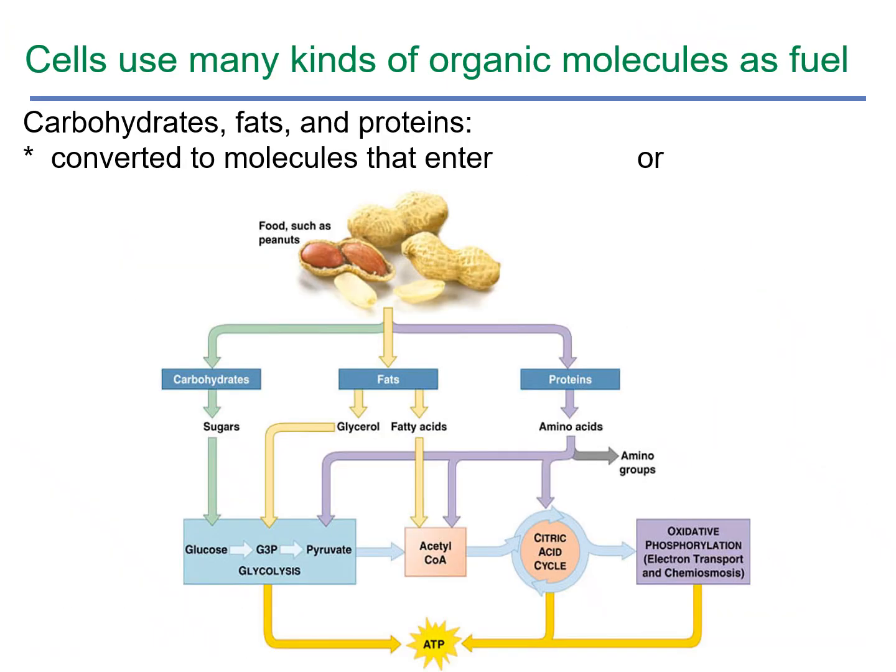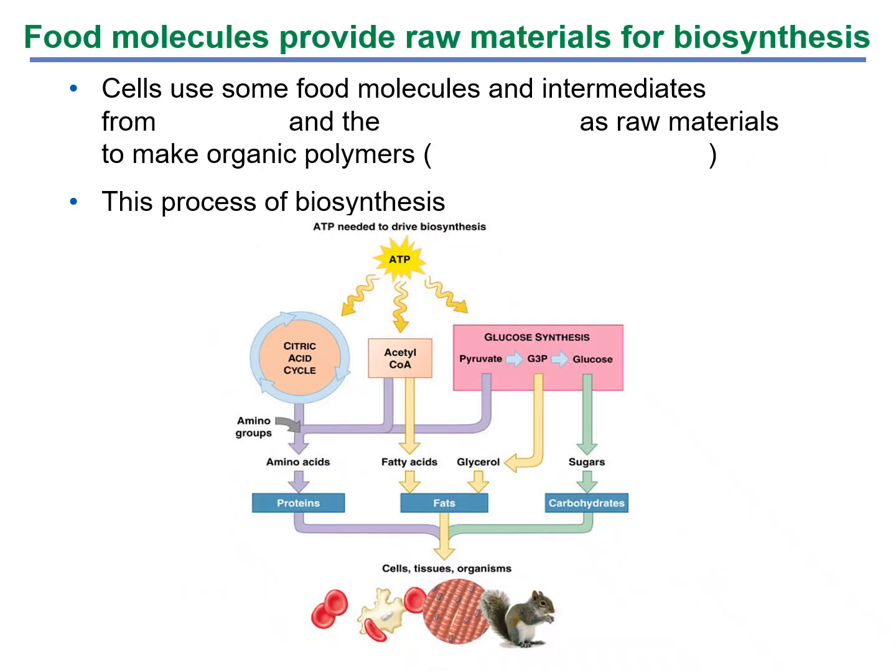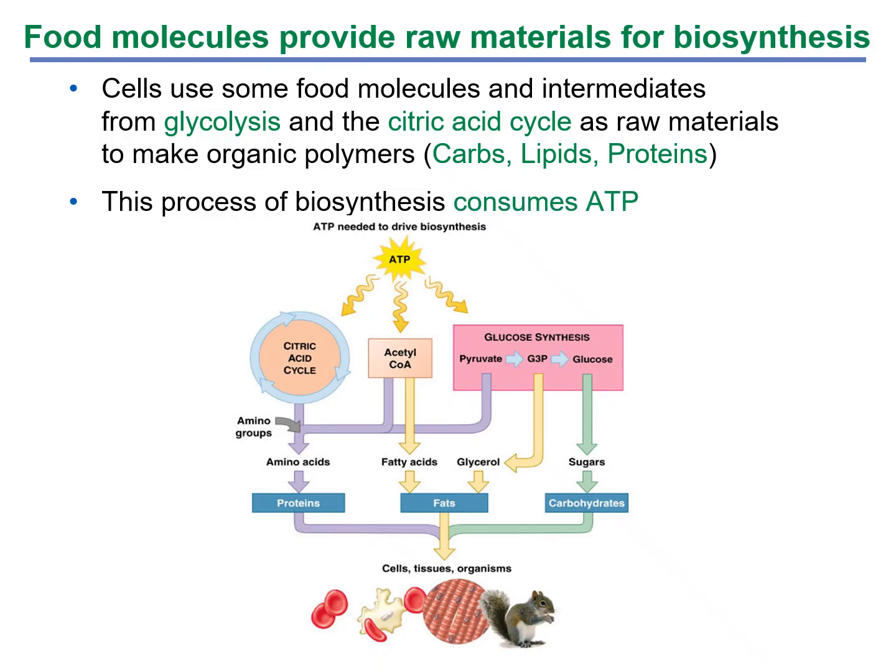Cells use many kinds of organic molecules as fuel. Carbohydrates, fats, and proteins are a few examples. They are converted to molecules that enter glycolysis or the citric acid cycle. Food molecules provide raw materials for biosynthesis. Cells use some food molecules and intermediates from glycolysis and the citric acid cycle as raw materials to make organic polymers such as carbs, lipids, and also proteins. This process of biosynthesis consumes ATP.